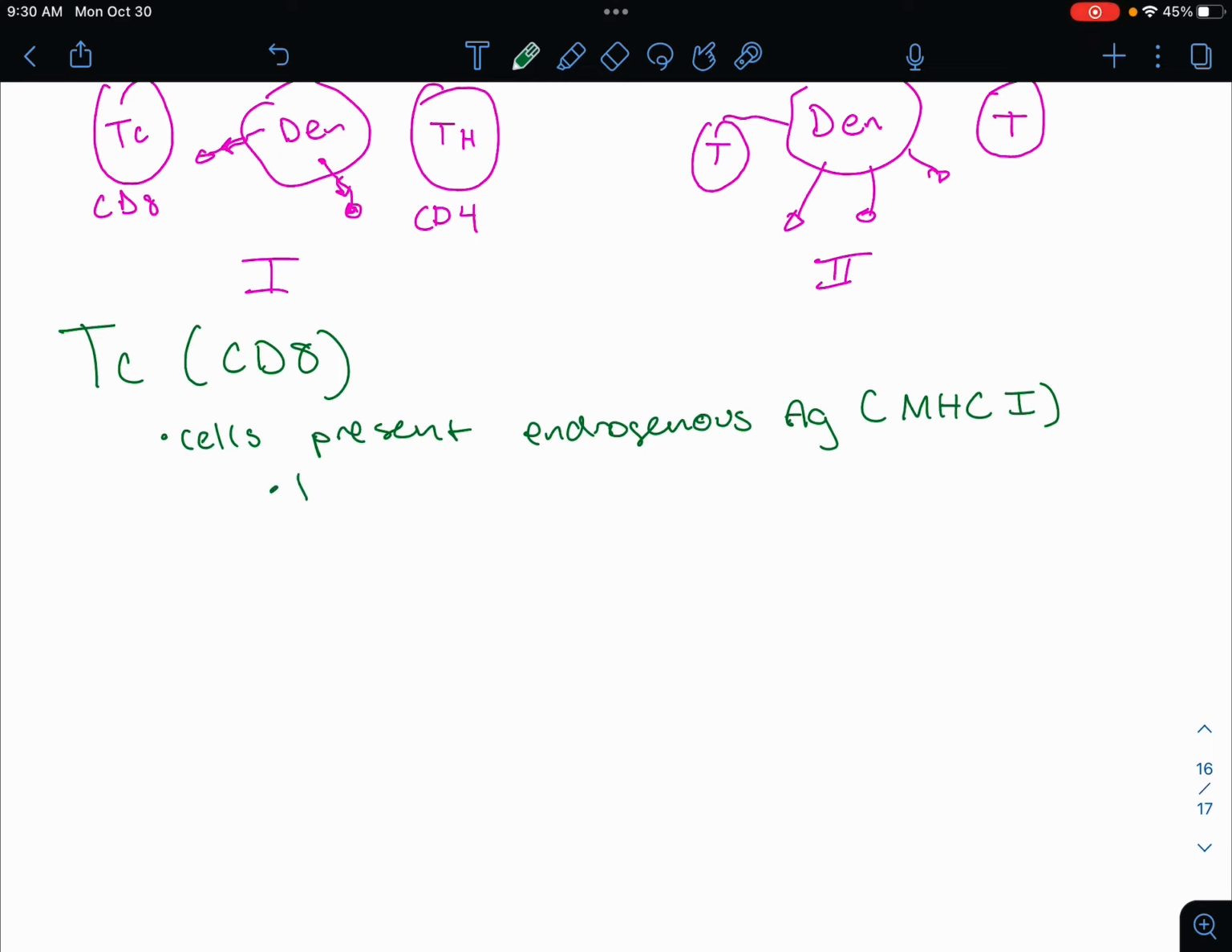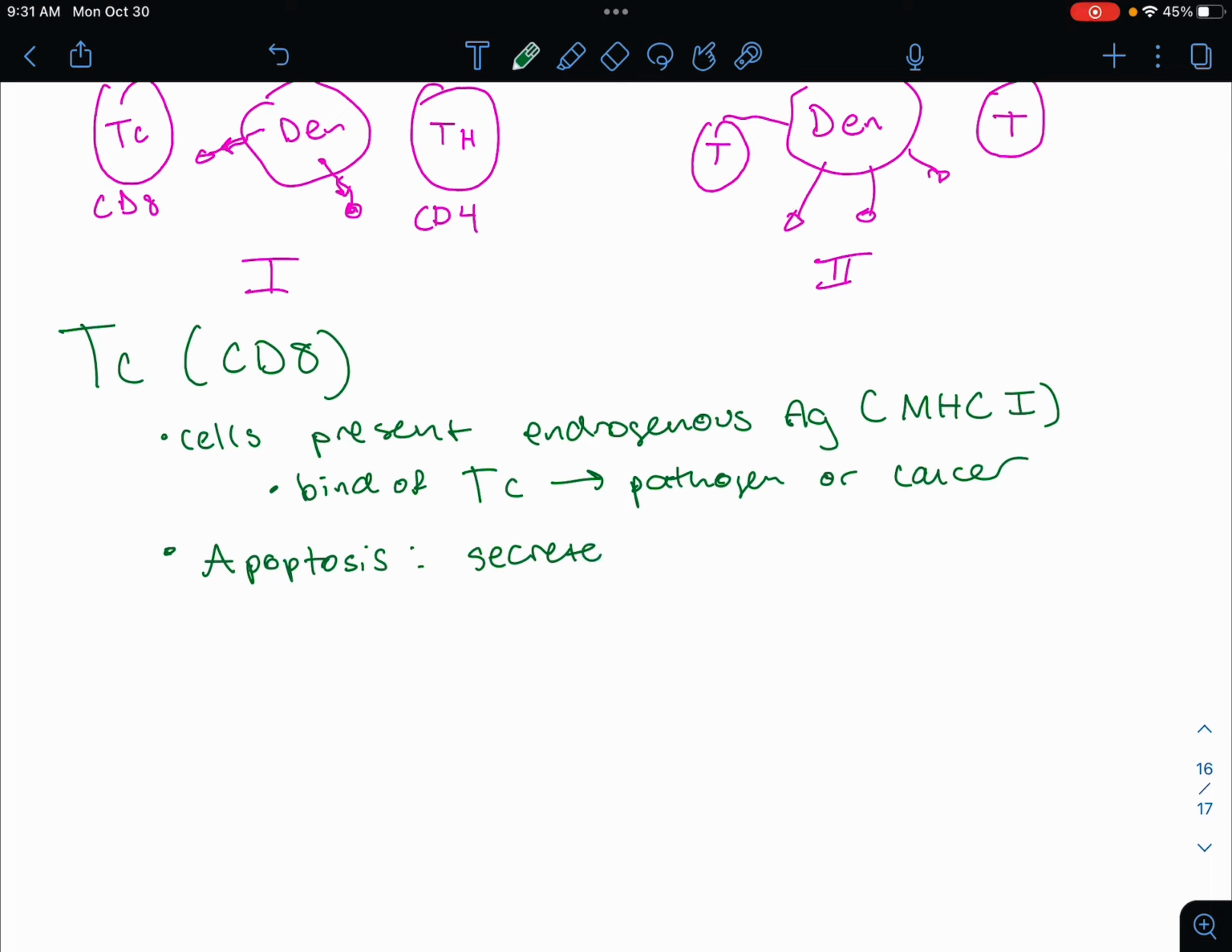And this binding of the TC will indicate the recognition of a pathogen or cancer. Then this is where we're going to get apoptosis. And this is going to secrete a ton of enzymes: granzymes, proteases, cytotoxins. Perforin is one of them.